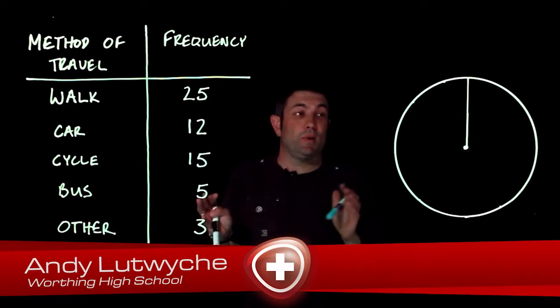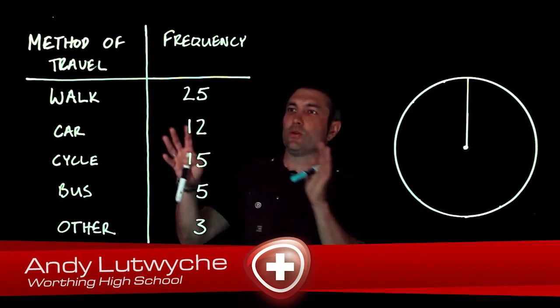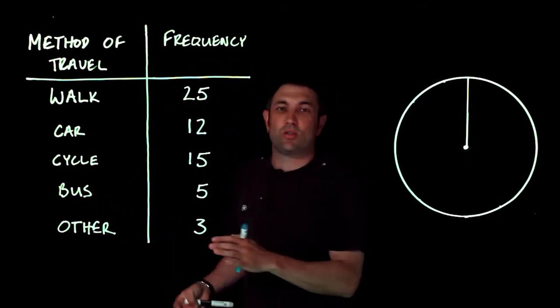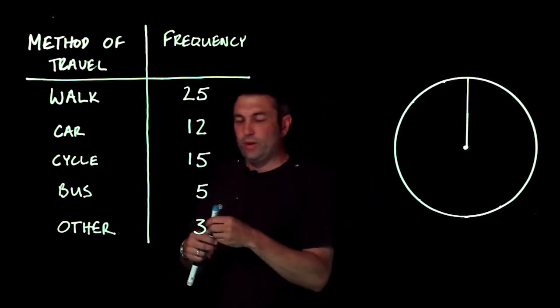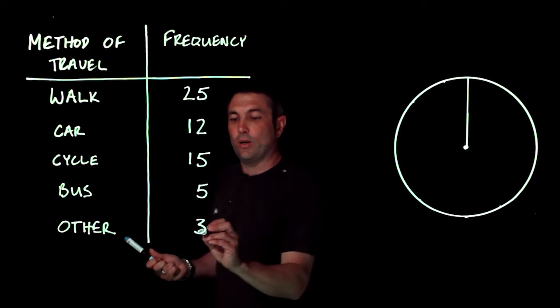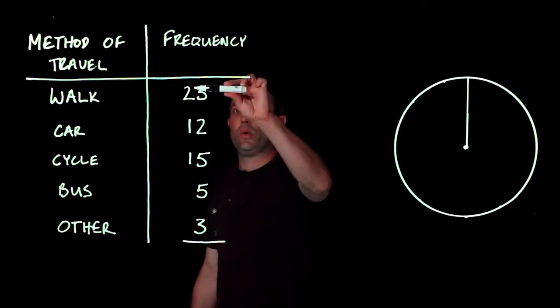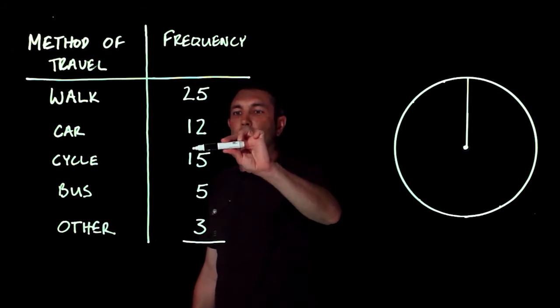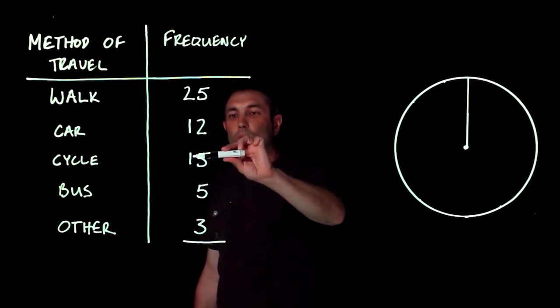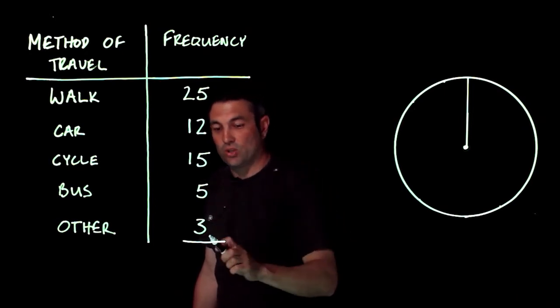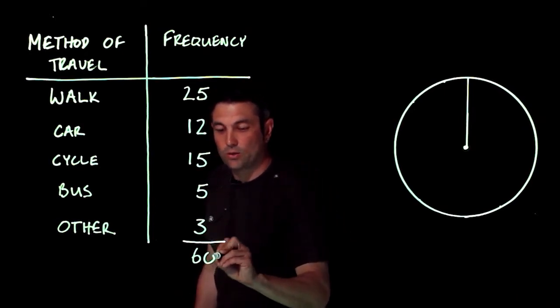Right, in this video we're going to be looking at drawing pie charts, and I've got some data here on how many children get to school. So what we first need to do is work out the total number of children who have got to school. So we've got 25, add 12 is 37, then we've got 52, sorry, and then 57, 60, fantastic, there we go. So those add up to 60.